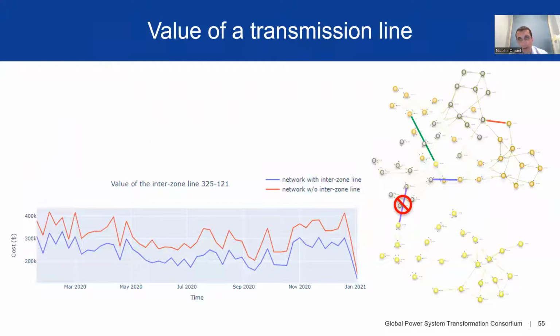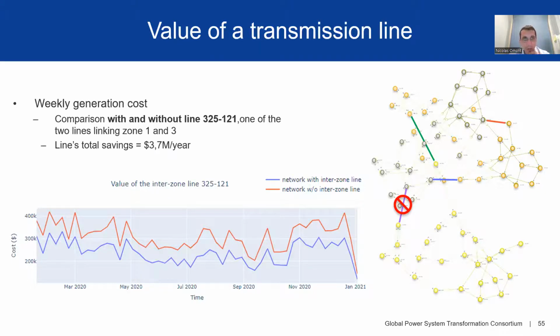And then the last thing I said we would look at is the value of a transmission line. If you take the purple line and remove it, and then compare the redispatching cost in the two situations, you can plot the redispatching cost over all the year. What you see is that this line brings some value in reducing the congestion all the year long. If you sum this over the year, you can have an idea of the costs that are saved thanks to this line over 1 year. And it's around $4 million a year.